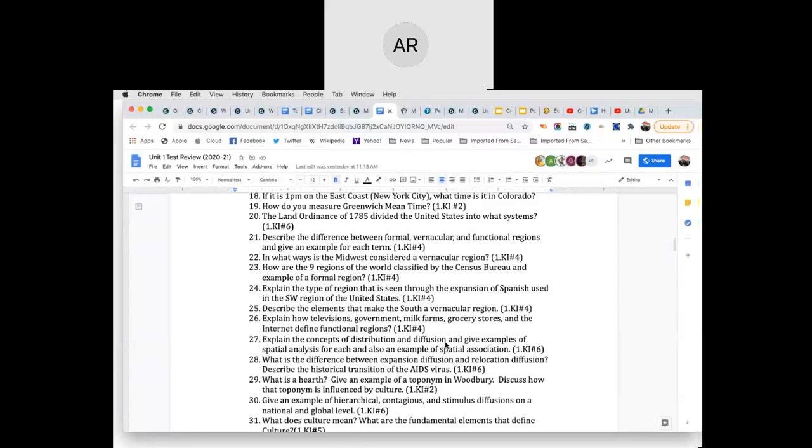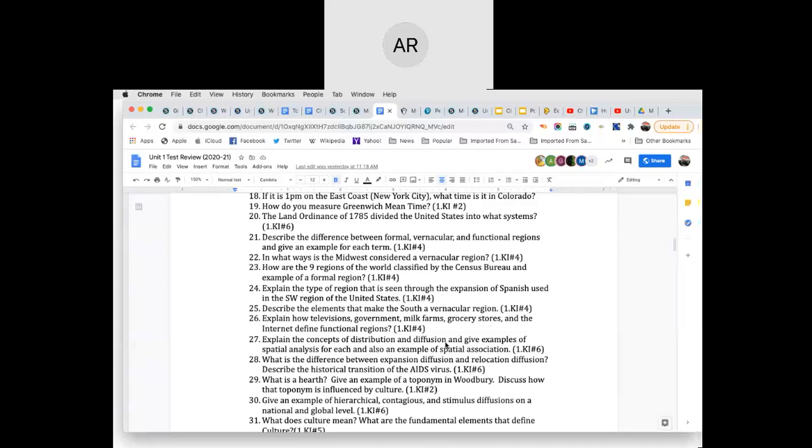And an example of a functional region can be like the Star Tribune newspaper. A functional region can be anything that has economic or communication activity. So the functional region of, like, Target would be a functional region. 22. In what ways is the Midwest considered vernacular? I just discussed that.